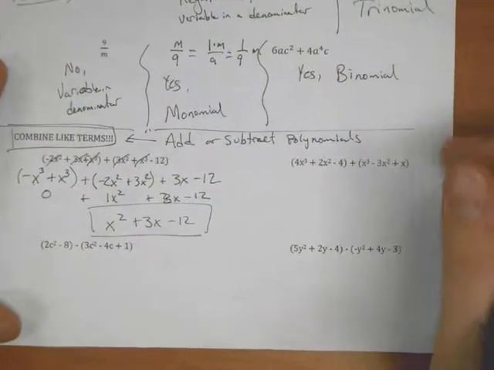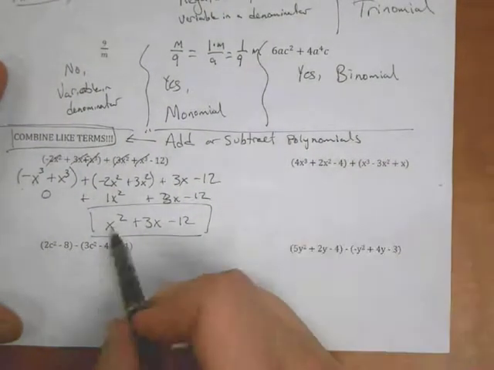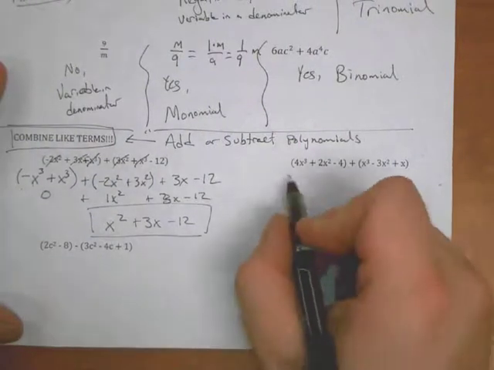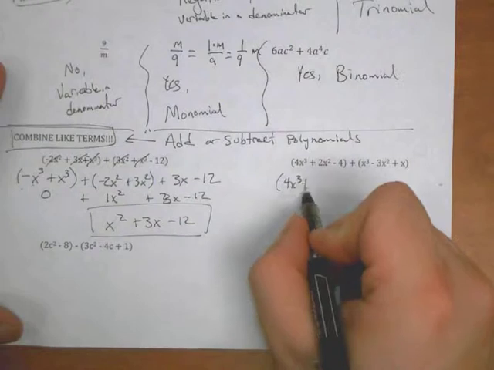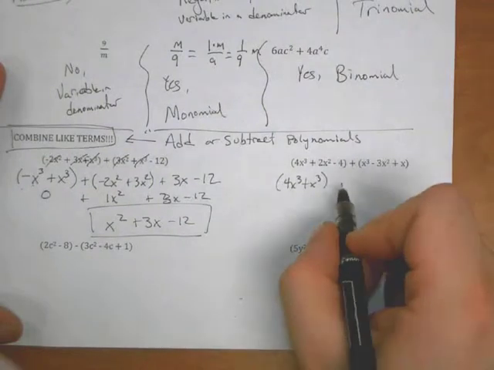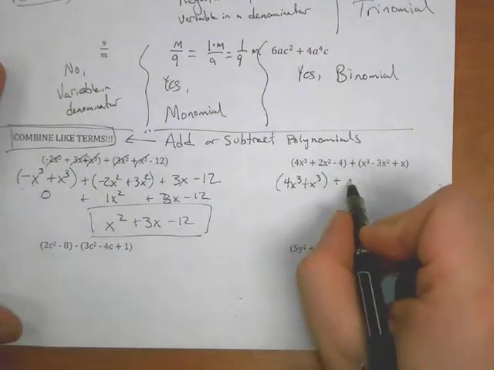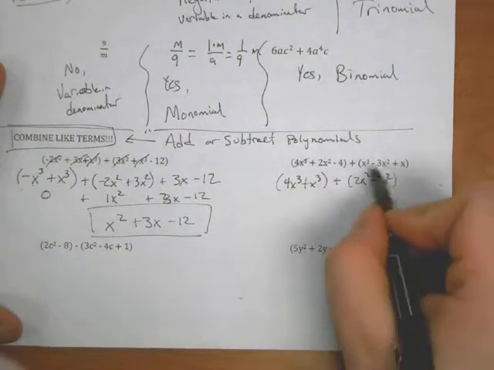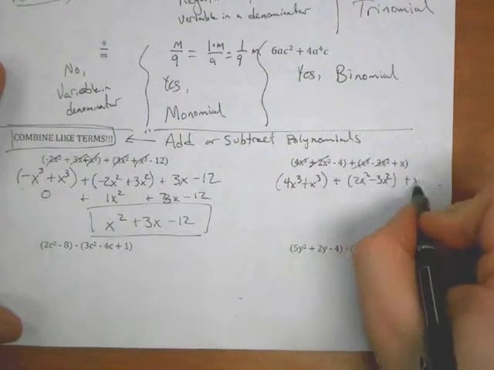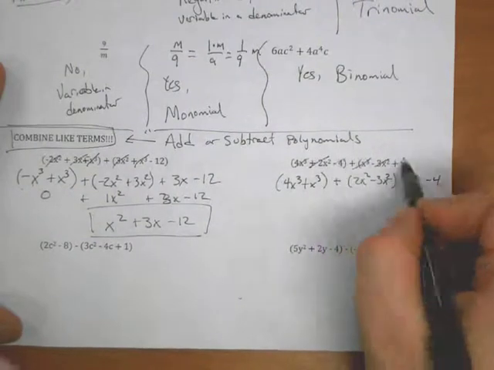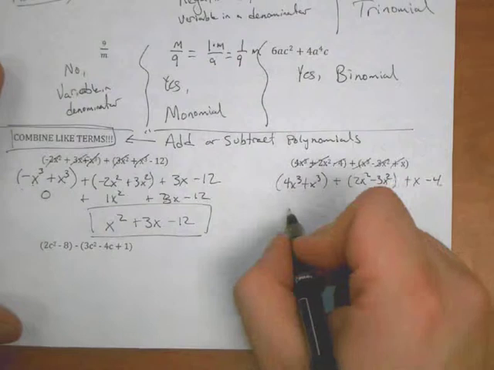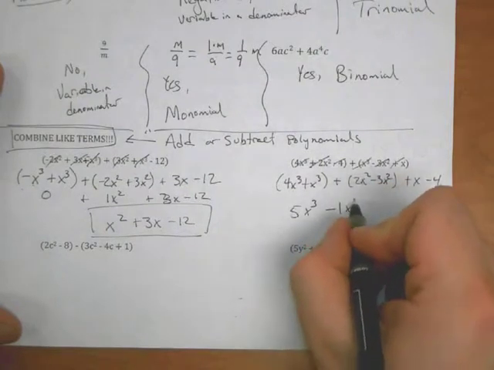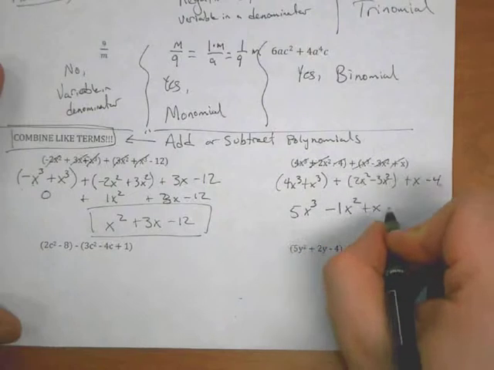Same game down below, same game over here. Notice I did it and I found the largest part of x first. That way my answer is already in standard form. I have 4x to the third plus x to the third plus 2x squared minus 3x squared plus x minus 4, 5x to the third minus 1x squared plus x minus 4.